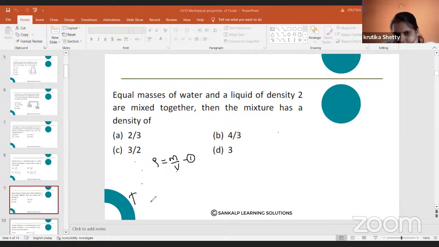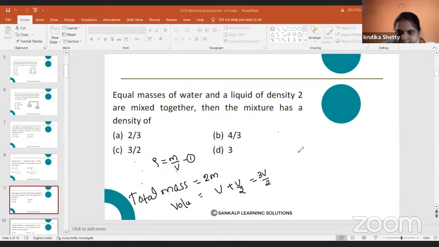total mass. So total mass, we don't know what is the actual mass, therefore m plus m, I'll consider it as 2m. Total volume is nothing but V plus V by 2, so this is equal to 3V by 2. Therefore the density is equal to mass upon volume, which is 2m upon 3V by 2. If I simplify this, we will get 4m upon 3V.